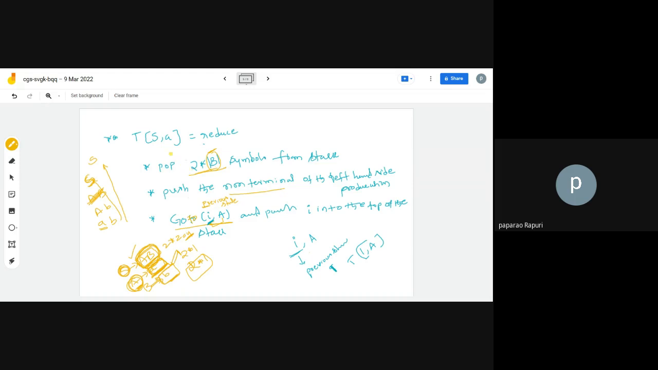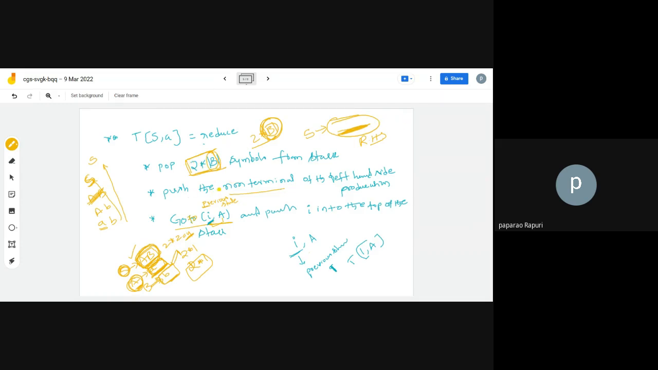Here we need to pop these many symbols. Simply these many symbols: 2 into number of b's. What is number of b? The symbols which are present on the right hand side (RHS) of the production.